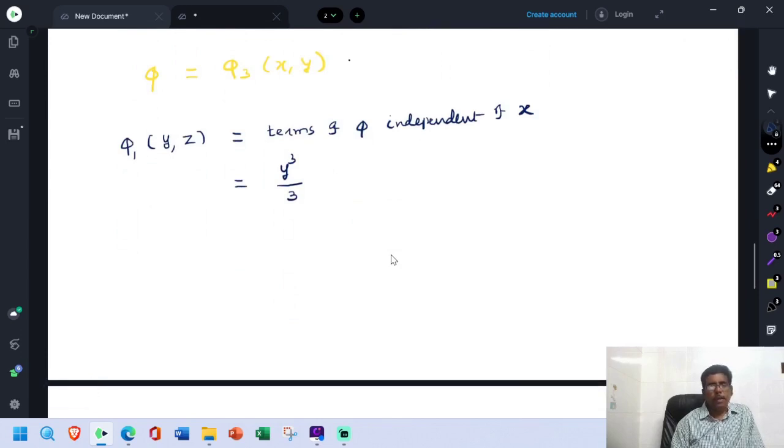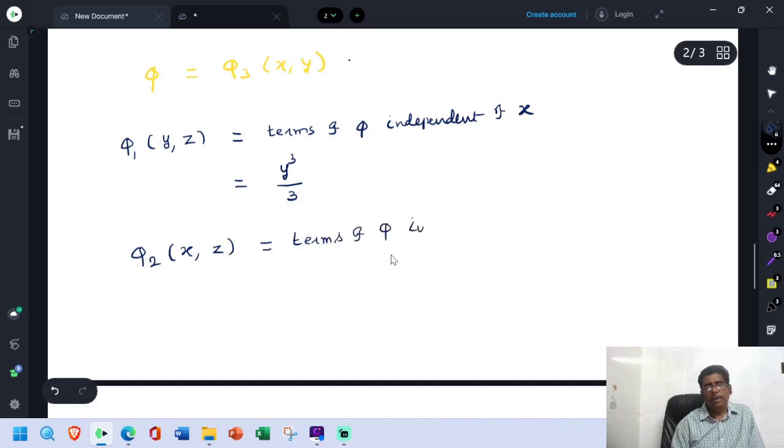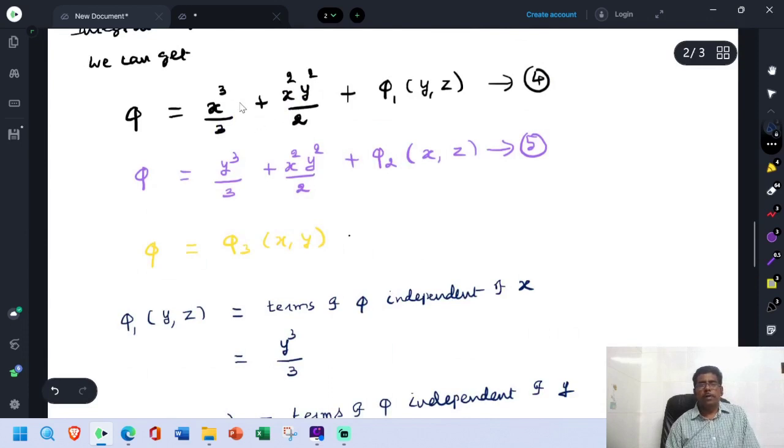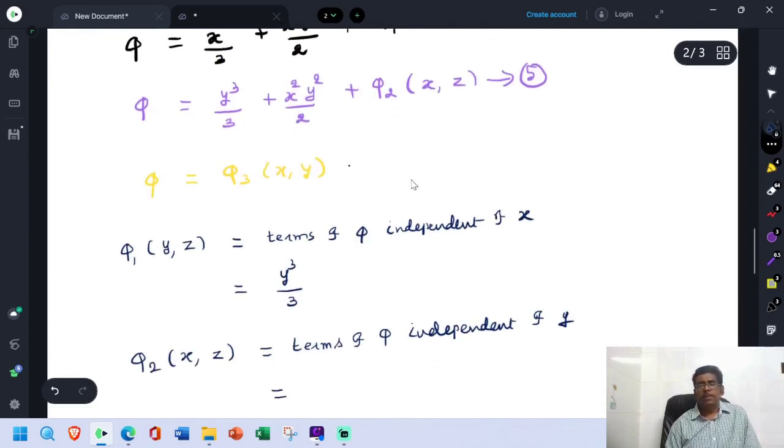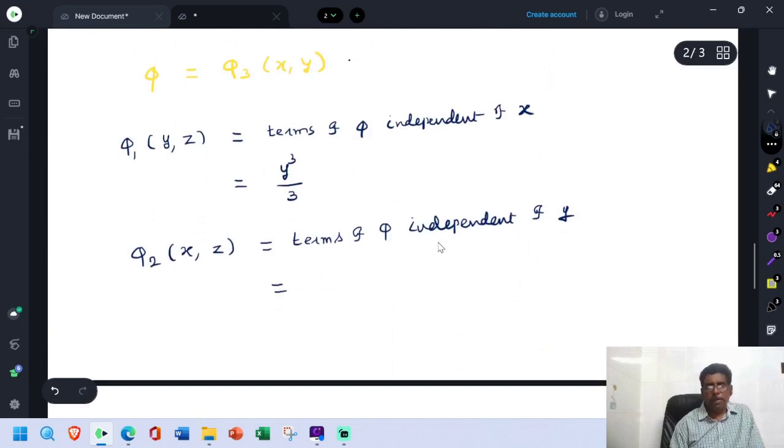Then φ2 of x comma z equal to terms of φ independent of y. See, this term is independent of y, but this is a function of y, this is also a function of y, this term is also having the y term. Therefore, this is x cube by 3.